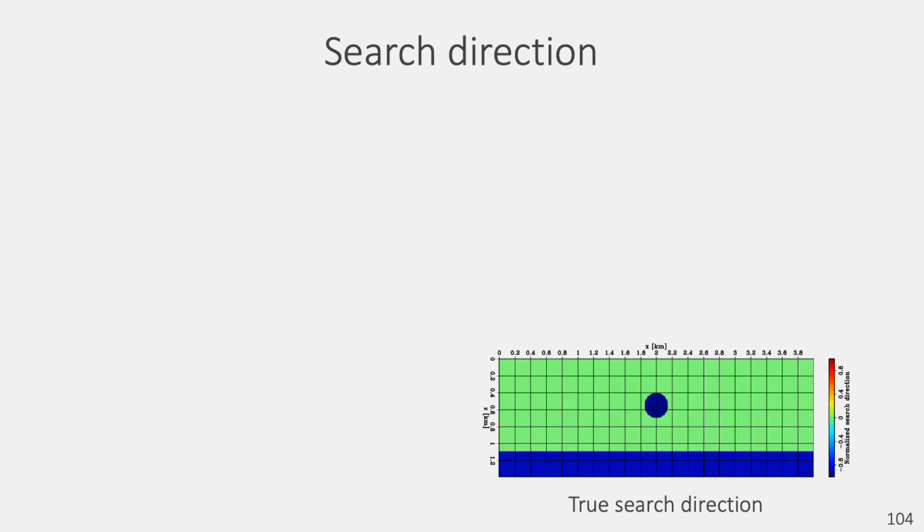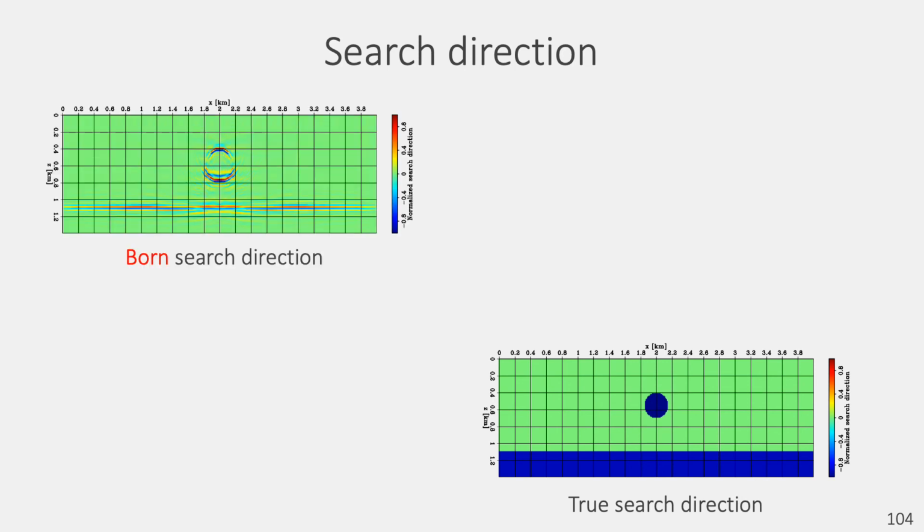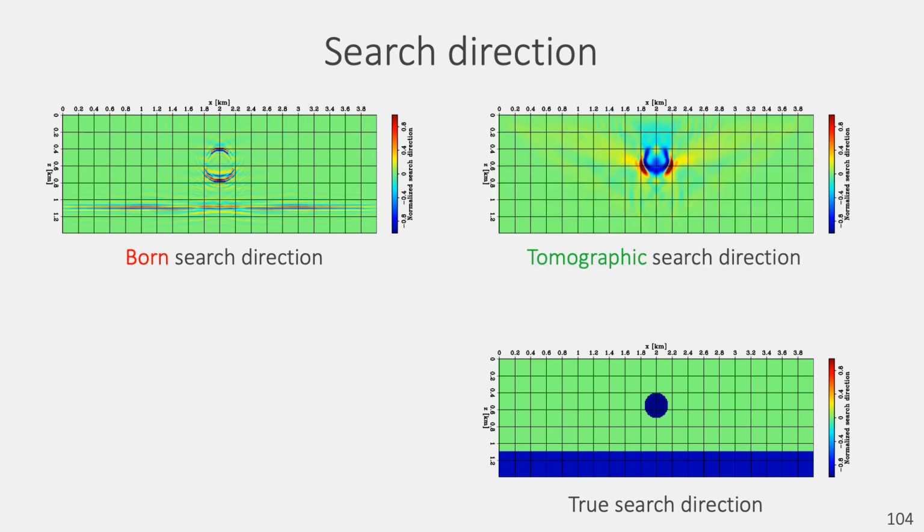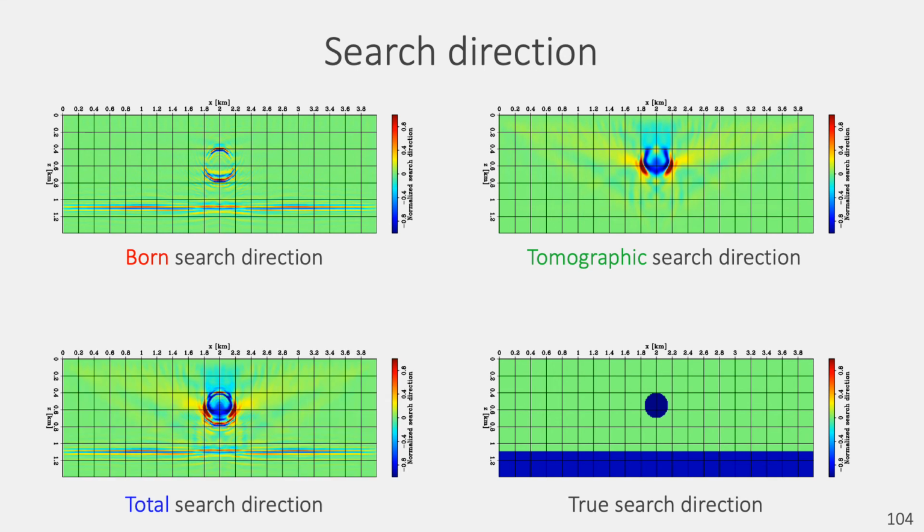As we explained in the previous section, it is composed of the Born component, shown here on the top left panel of the screen, and the tomographic component, displayed on the top right panel. And the total search direction is the sum of the Born and the tomographic components. By examining the first row, we can see that the Born search direction is similar to what we would expect for the first FWI. The tomographic search direction, however, seems to fill the anomaly and better capture the missing low wave number components of the true model.